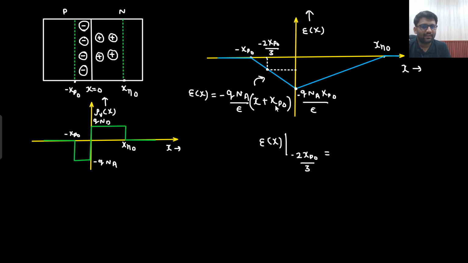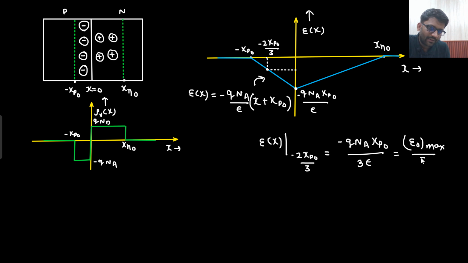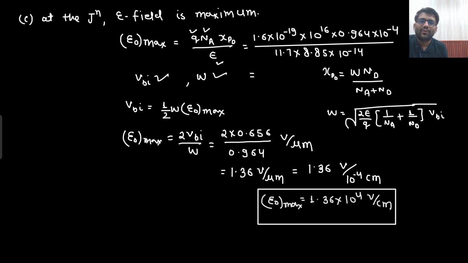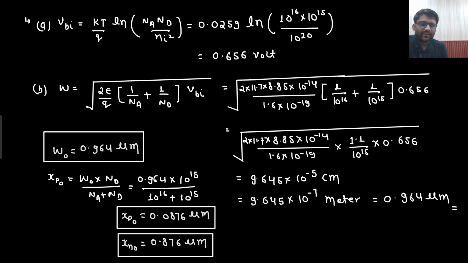Xp naught by 3, multiply with this one. So my answer would come out to be minus q na xp naught by 3 epsilon. So it is equal to your E naught max by 3. Right? So what is your E naught max? E naught max came out to be this one divided by 3. So that would be the answer.